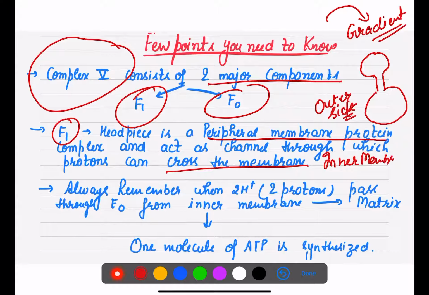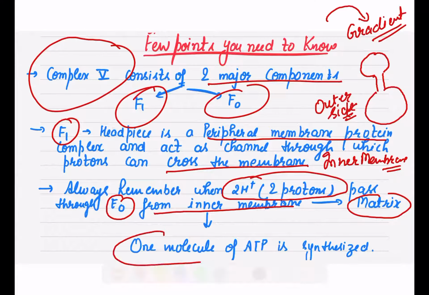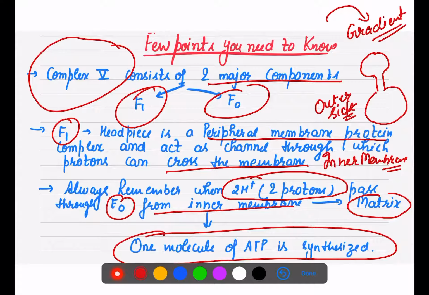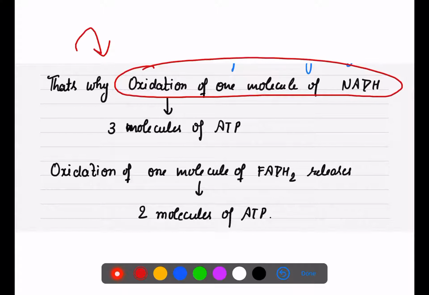So always we need to understand that there is always a pair of protons that pass through F1 from the inner membrane and move to the matrix, and only then one molecule of ATP is synthesized. If you are mentioning it, always remember it is a pair of protons which are moving back to the matrix, passing through the inner membrane. So now, oxidation of one molecule of NADH2.